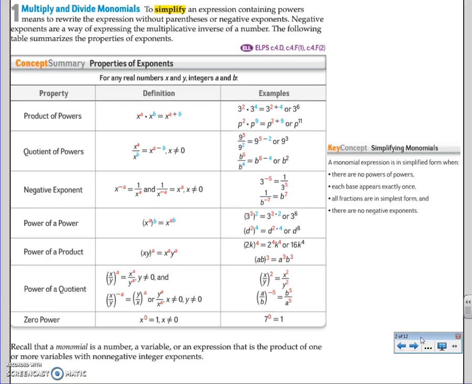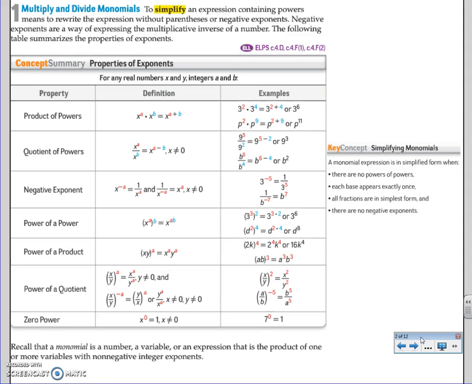So, make sure you know how to multiply and divide monomials. To simplify an expression containing powers means to rewrite the expression without parentheses or negative exponents. Remember, a monomial is a single term, not being added or subtracted, but it can multiply as many things as it wants. Make sure you know your rules of exponents, the properties of exponents. They are in the formula chart.